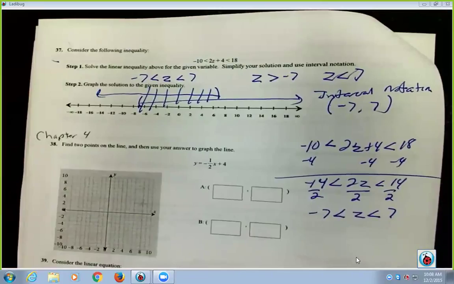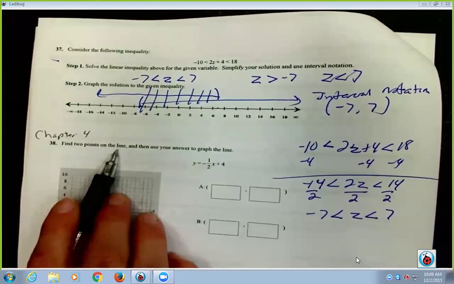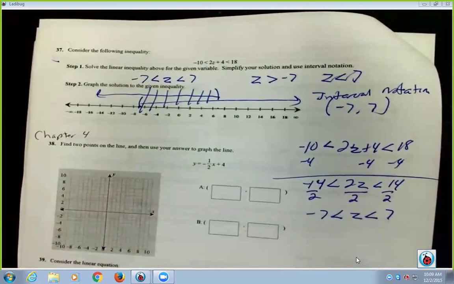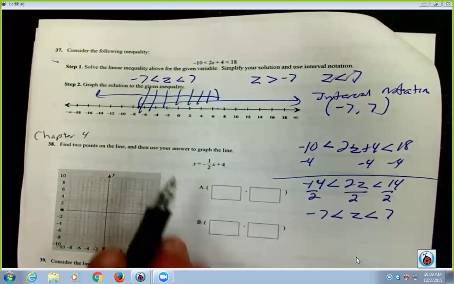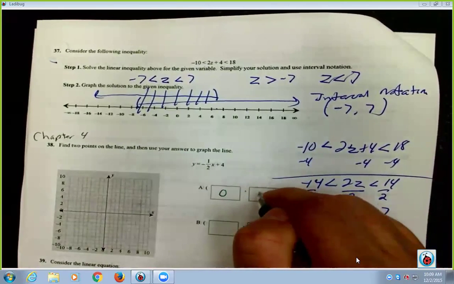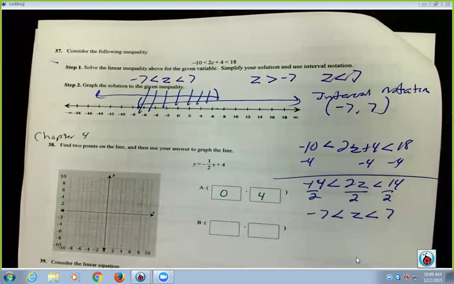Okay. So chapter 4, we need to do some graphing in here. So if we're going to graph and come up with what our statements are going to be, it says, find 2 points on the line, then use the answer to graph the line. So we kind of got away from doing points and we got into slope-intercept form. Remember that? So we can kind of do this thing in slope-intercept form because I have a point right here. That's my y-intercept. So that's 1 point of 0, 4. Okay. So I have 0, 4 for that one.